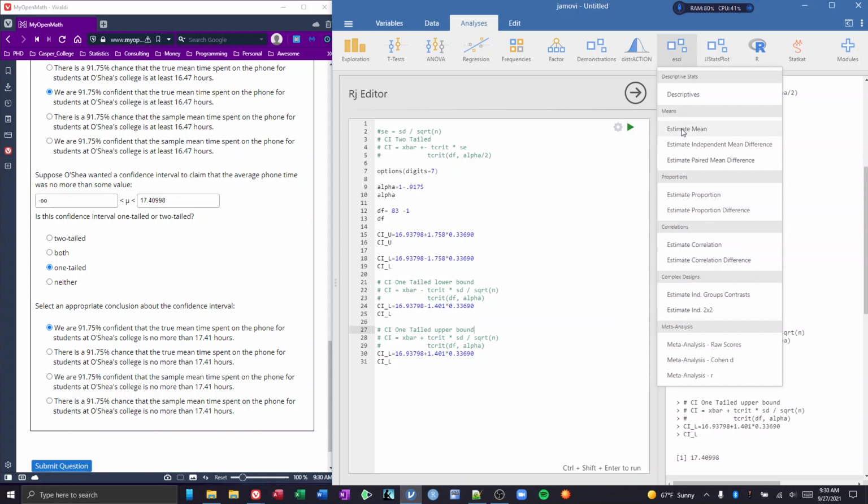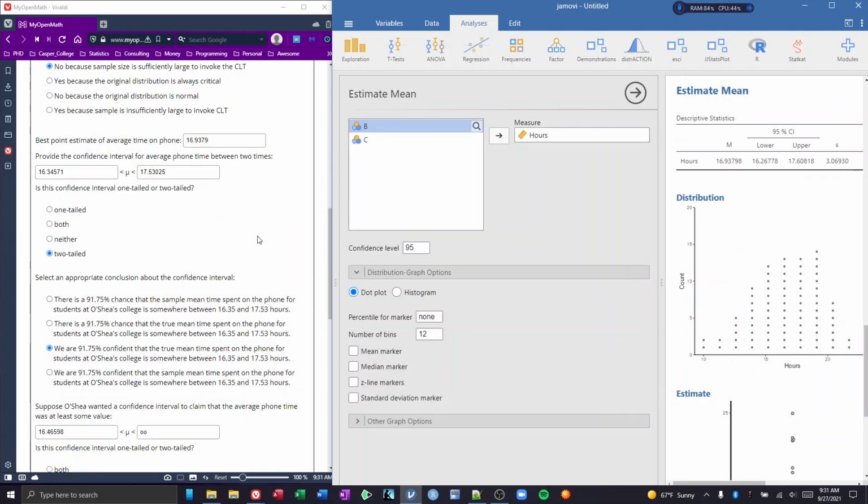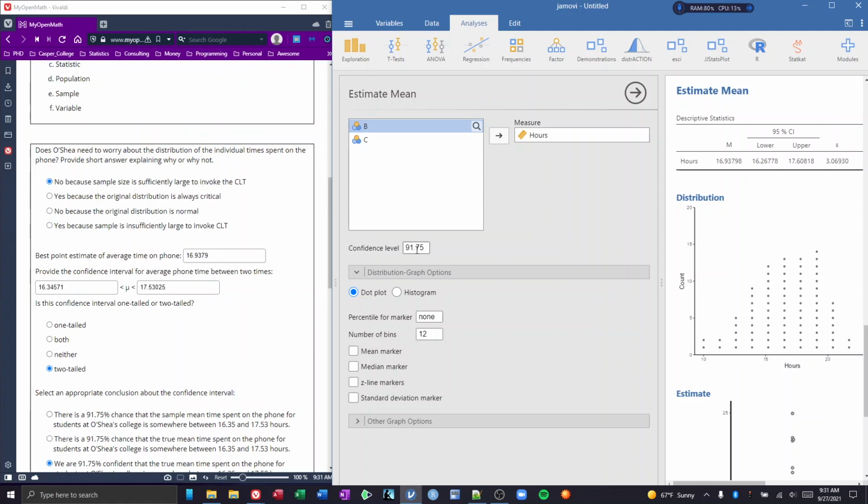When we click on this, we can tell it to take the hours that we have, put it into our measurement, and give us a 95% confidence interval, and if we look at our values up here, it's going to give us our upper and lower. Now, it doesn't match what we have because we didn't do a 95% confidence interval. We did a 91.75% confidence interval. Once we do that, it gives us essentially the same numbers.